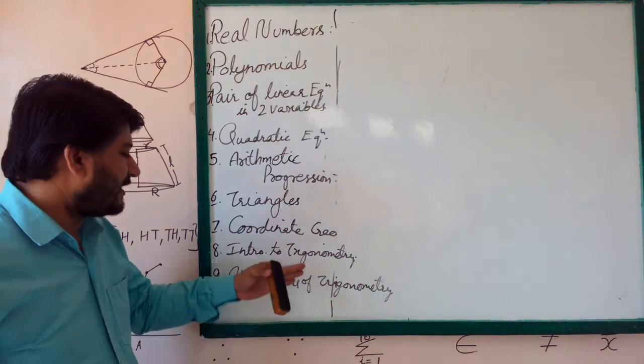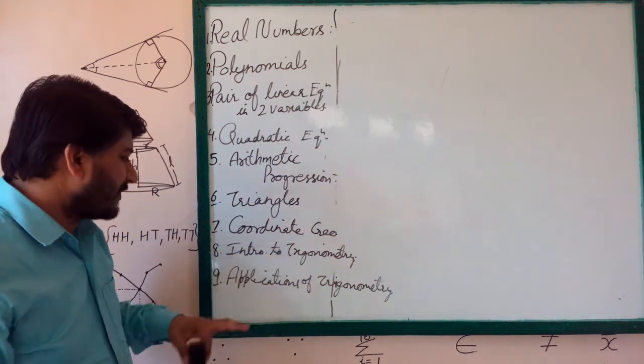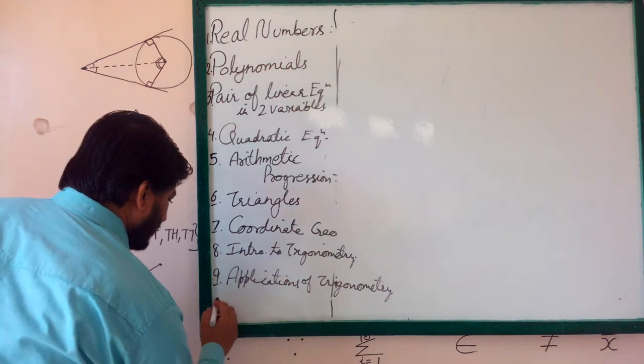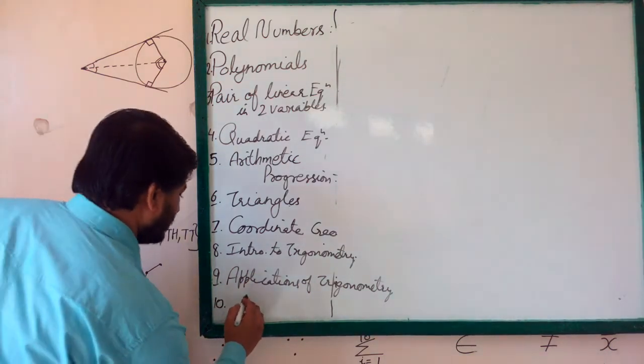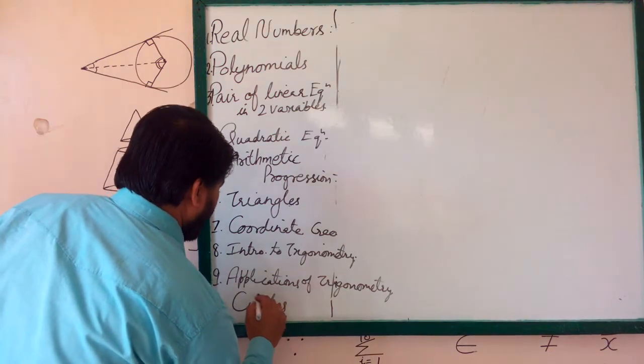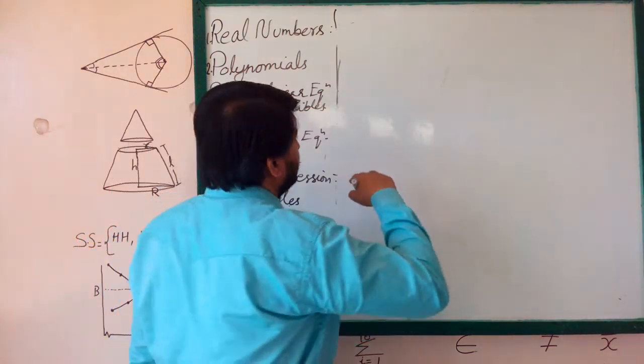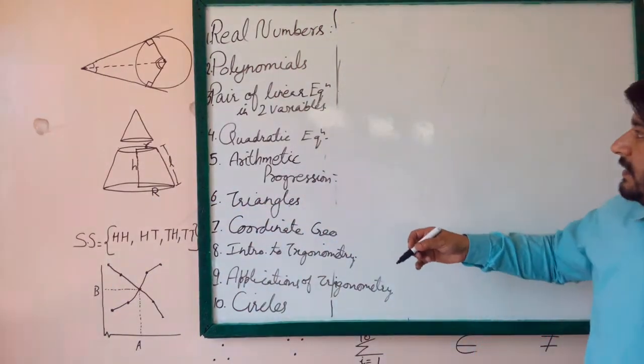So application of trigonometry is based on the introduction of trigonometry. This is just an application of trigonometry. And then chapter 10, which is circles. In class 9 also we have done circles, but this is a bit different from class 9.